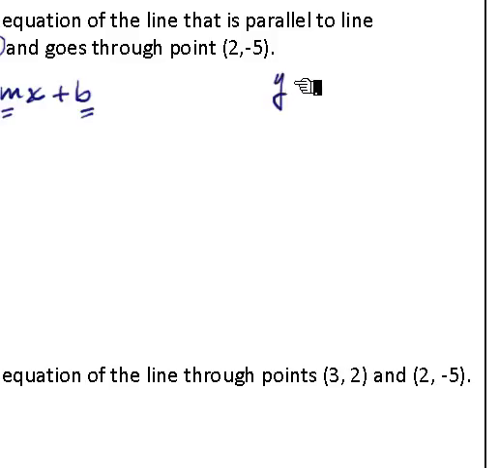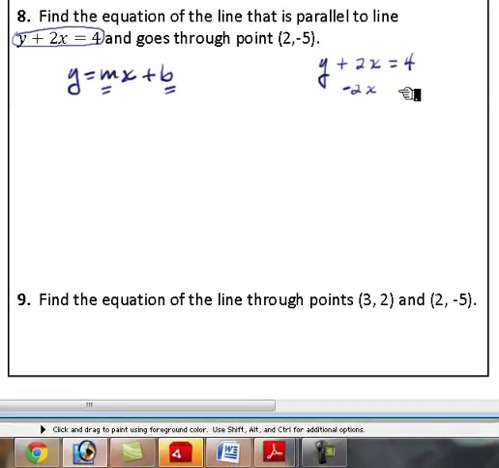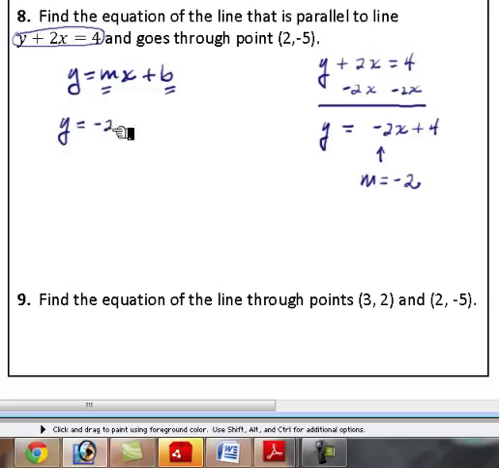All right, let's do that. So y plus 2x equals 4. If we just solve for y, then we'll put this in the form y equals mx plus b, and we'll see what m is. So we just have to subtract the 2x from both sides, and it'll be in the correct form. Okay, now it's in the form y equals mx plus b, so that means our slope is minus 2. So we have that information. So now back to our line that we're trying to find, we can fill in the minus 2.